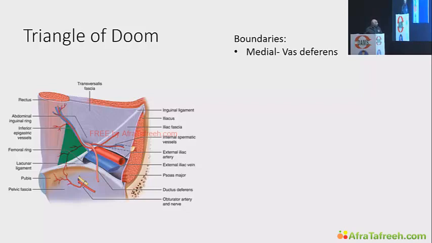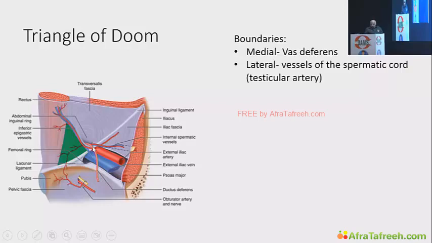Medially, the vas deferens, as you can see here. This is the vas deferens. Laterally, the vessels, this is the testicular artery. You can simply write testicular artery. And then the third one is the peritoneum. As you can see here, this will be the peritoneum.